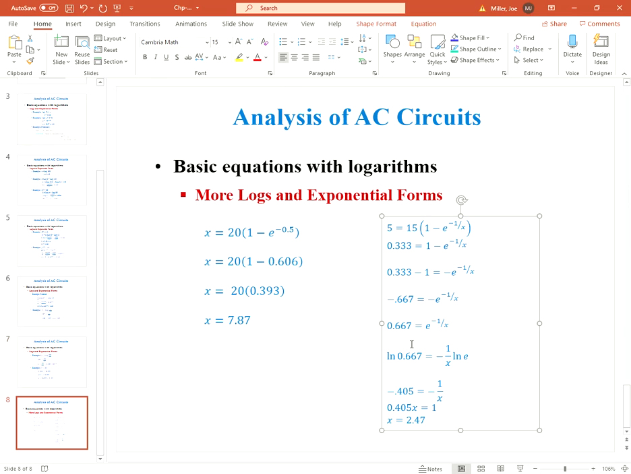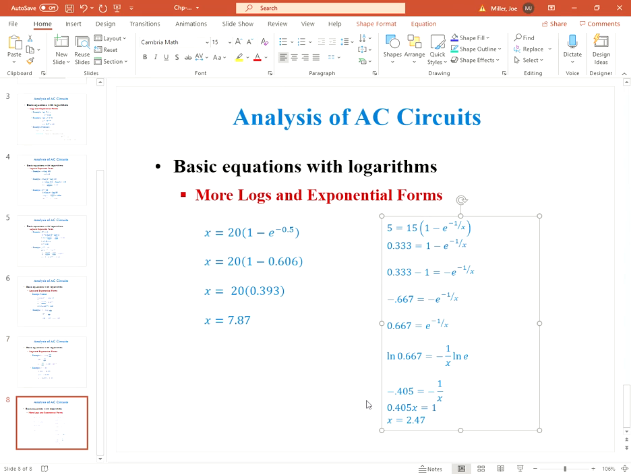Take the natural log of both sides. The natural log of e to the minus 1 over x becomes minus 1 over x times natural log of e. And the natural log of e is 1. So, the natural log of 0.667, since it's less than 1, will be a negative number. We come up with minus 0.405 equals minus 1 over x.